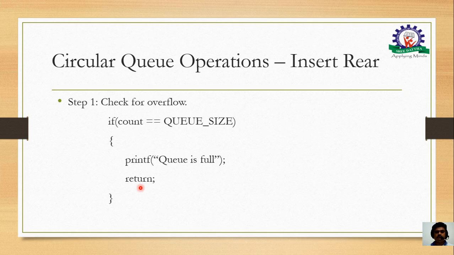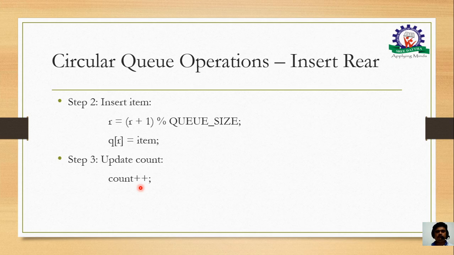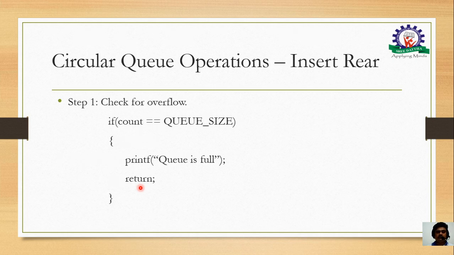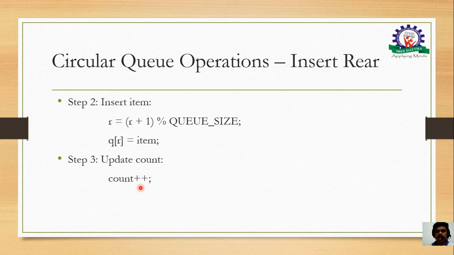So if count is equal to queue size, that is what? Queue is full. So if this step 1 is valid, it means already items are available, and I can't insert any more items. If this condition fails, then I will go for step number 2. While inserting any item, first I will go for pre-incrementation of the r, using the second way of incrementing the r, that is using the modulus operation. Once I increment the r, then queue of r will be marking the empty location wherein I can insert an item.